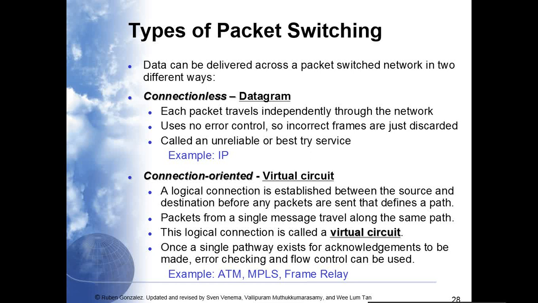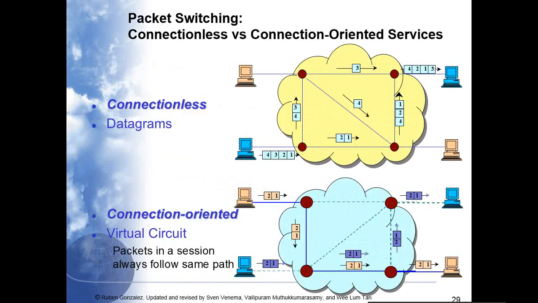In the connection-oriented or virtual circuit model, a logical connection is established between the source and the destination before any packets are sent, and there's a path then. So you have a source and a destination, you know what it is, and you will follow that path. Packets from a single message will travel along the same path, and that's why it's called a virtual circuit. It's not a real circuit, it's just a virtual one we've built as we needed it. Once a single pathway exists for acknowledgements to be made, error checking and flow control can be used. We've got the same pathway, we can now use this to check, did I get the right thing or not? An example here is the ATM network.